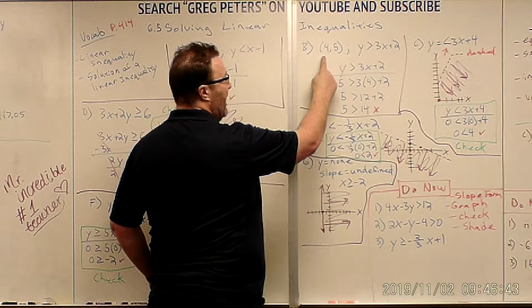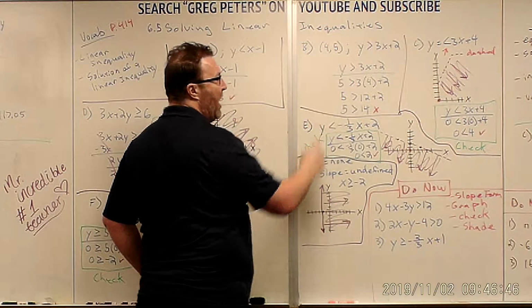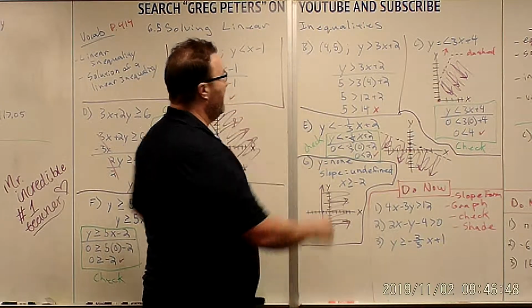Okay, so x is 4, y is 5. It's because you can hear Naomi when I'm trying to talk.